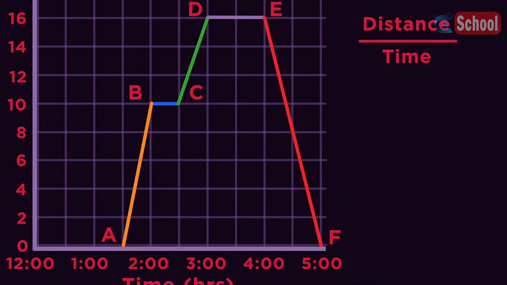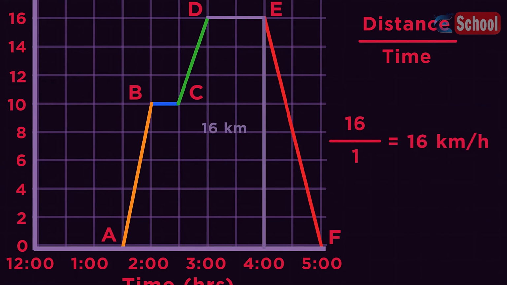Can you work out the speed? The distance change is 16 kilometers, with a time change of 1 hour, so Sam is travelling at 16 kilometers per hour.